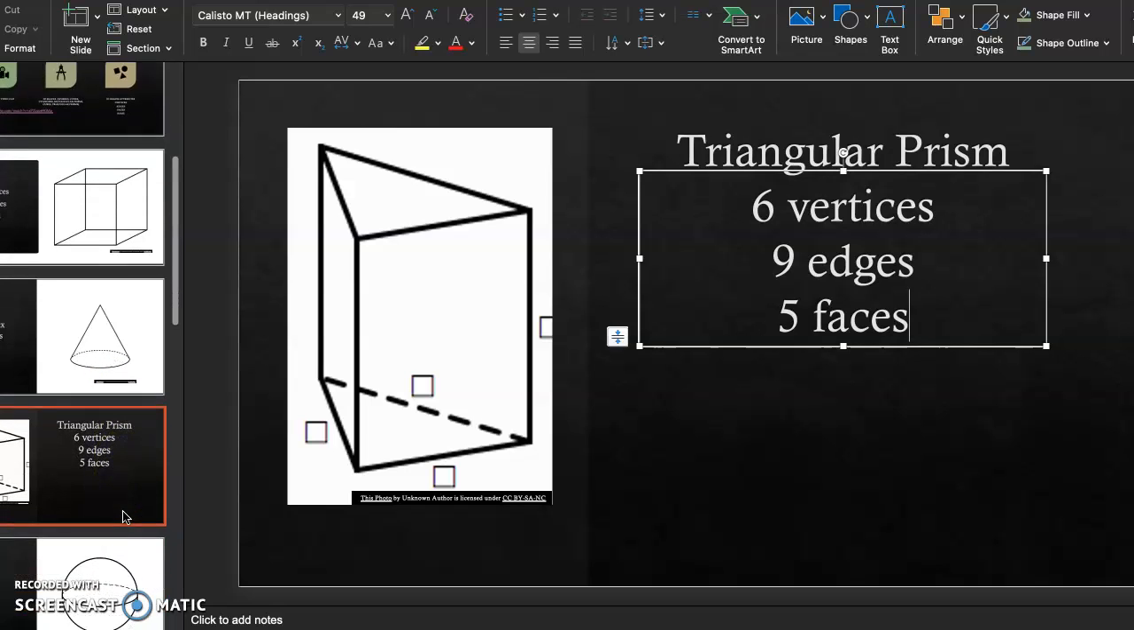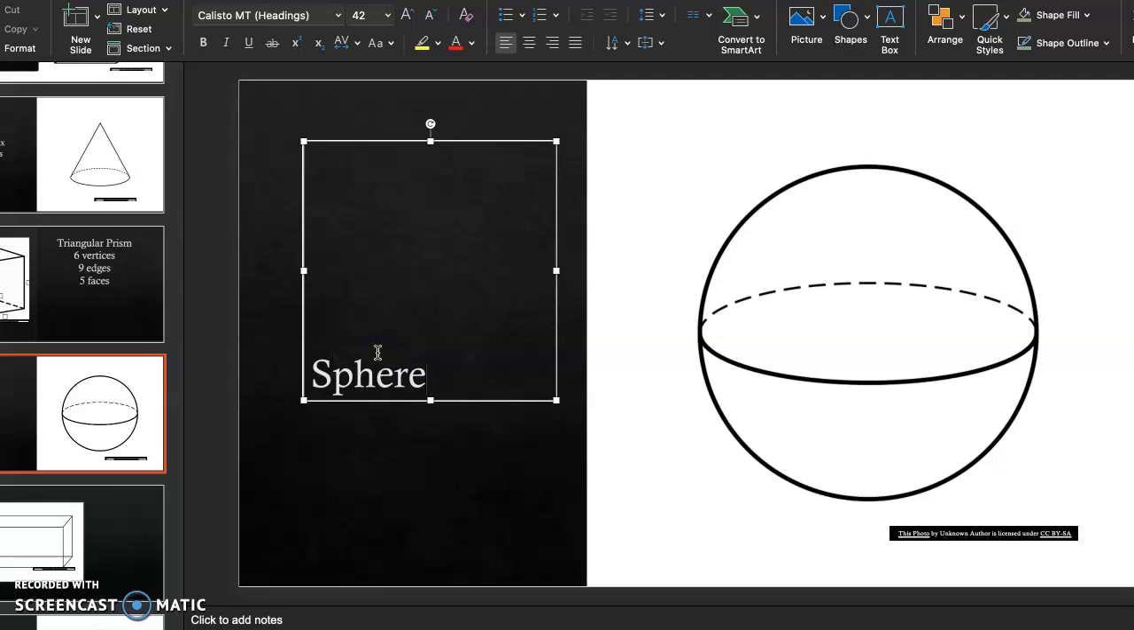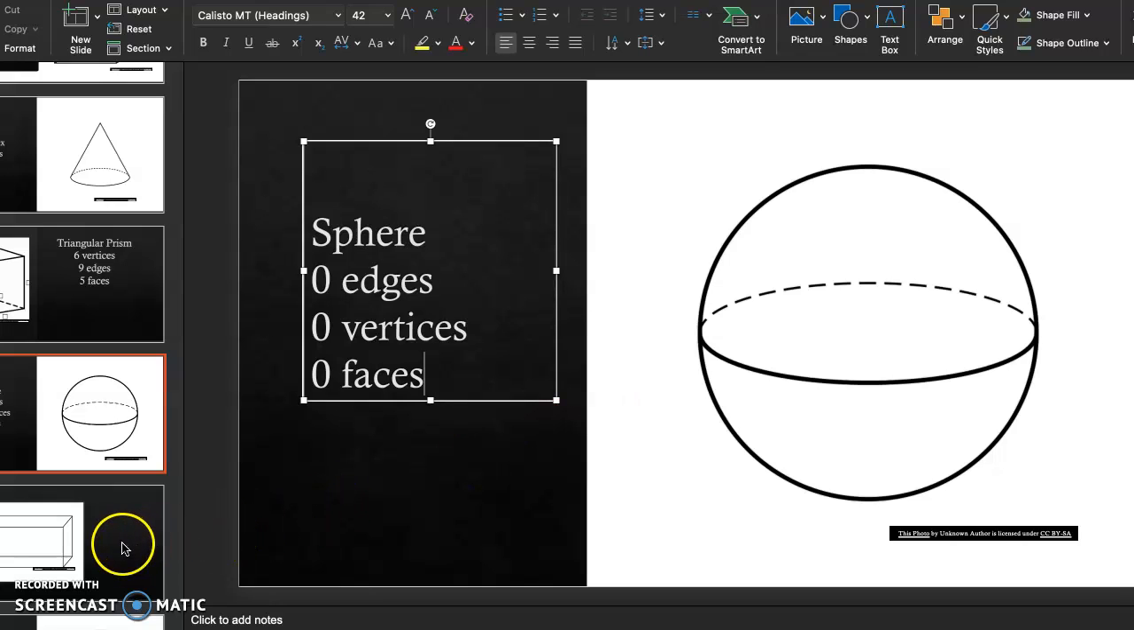Alrighty, we're gonna go ahead and move on to our next shape. And this one is a sphere. How many edges? Whoa, we don't have any edges, so 0 edges. How many vertices? 0 vertices. How many faces? 0, or we could say, 0 faces. Okay.